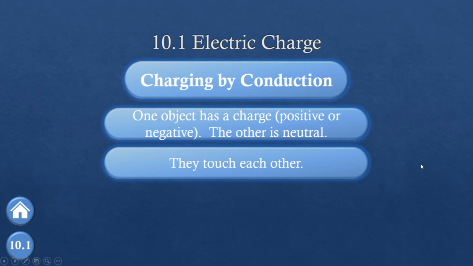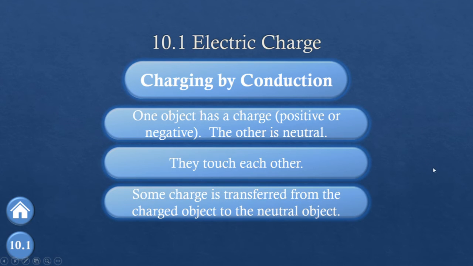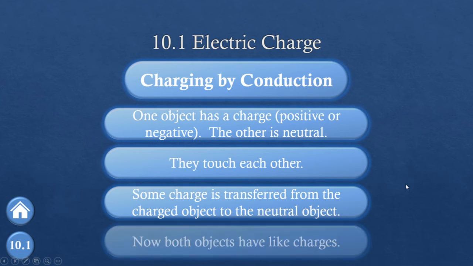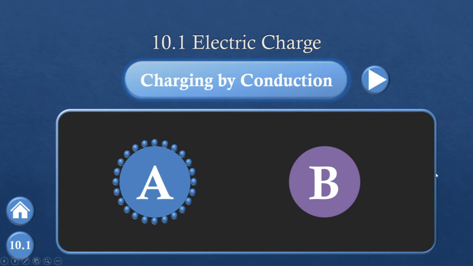What happens here is the objects touch each other, and then some of the charge is transferred from the object that already has a charge to the object that doesn't have a charge yet. Now, when this happens, both objects are going to have a like charge. So, for example, if the first object is negative, then the second object is going to become negative also. And if the first object is positive, then the second object is going to become positive also.